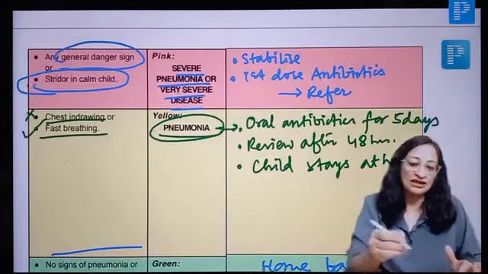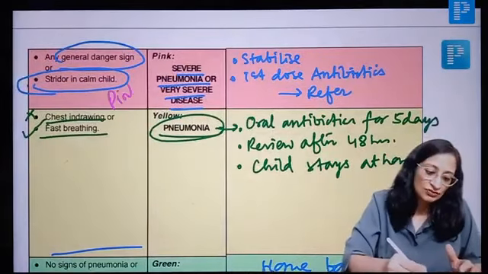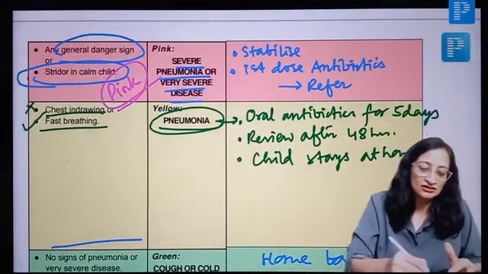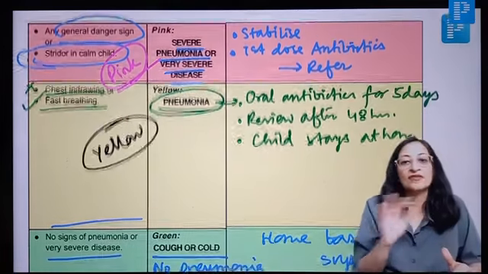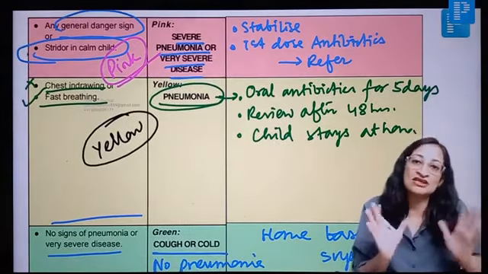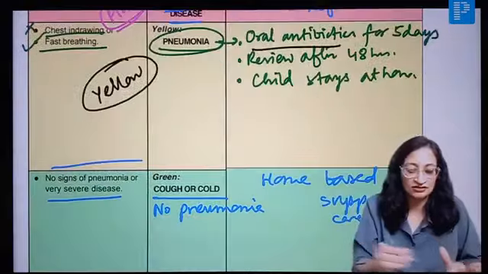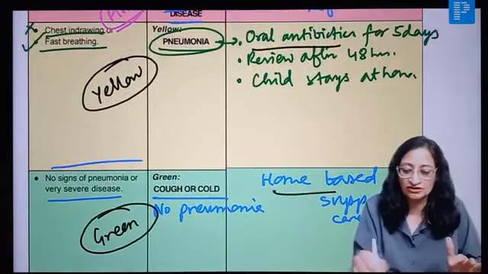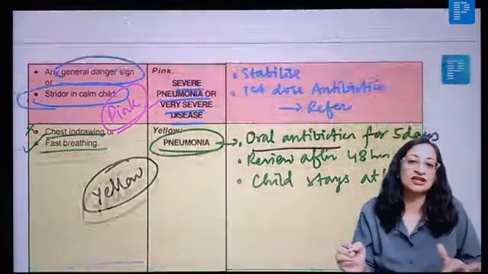Now if anything is written in a pink background, that means it is a severe condition. You must refer the child quickly. Anything written in a yellow background means the child can be managed with home-based care, but specific treatment is required, like oral antibiotics here. And green means no specific treatment is required, just home-based supportive care. So that is the IMNCI categorization.